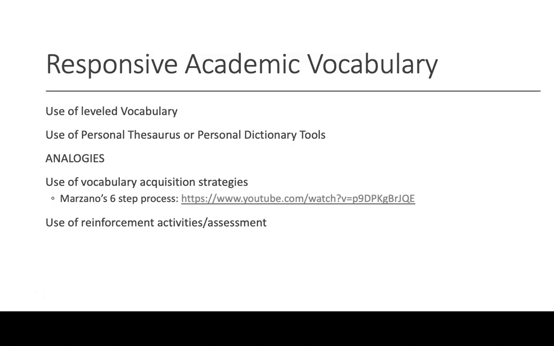I find this to be a tremendous issue, particularly in the sciences, because we throw so much jargon at our students and then they only understand the concepts in terms of their textbook, but if you ask them to describe it in their own words, they can't, and that means they haven't learned it. So ways that you can combat this include using a personal thesaurus or personal dictionary tools, and I'm going to show you one in just a minute. You can also use analogies.